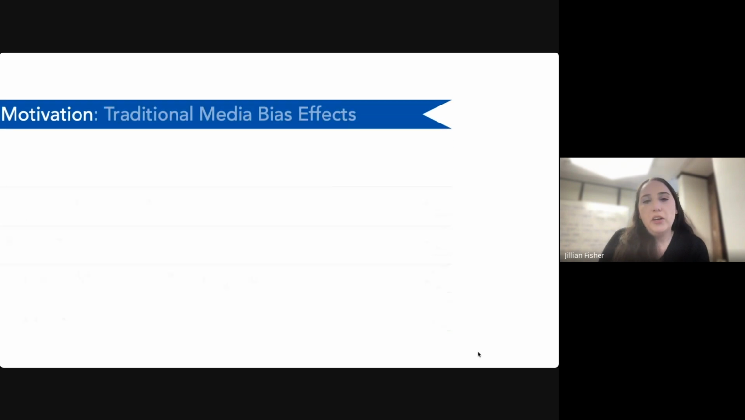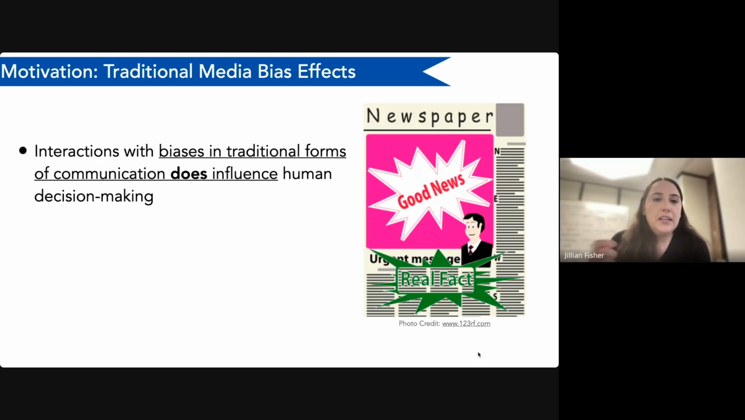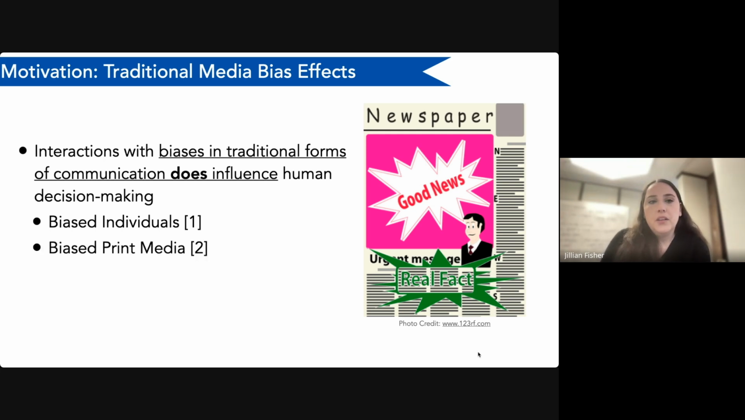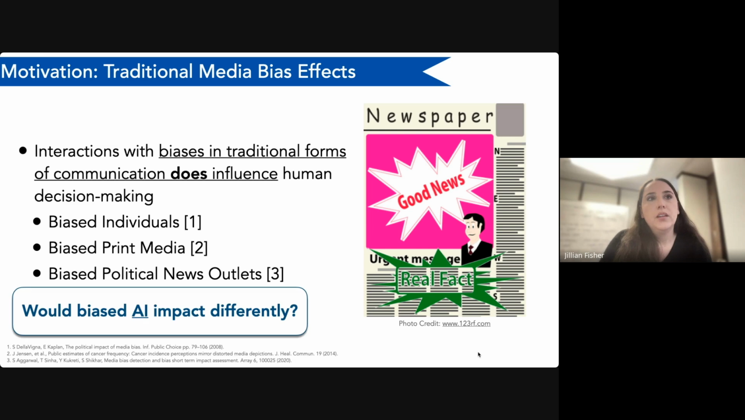So what is the motivation? Why do we think that a biased language model would even have an impact on humans? Well, it comes from a long history of research in psychology, sociology, and political science that interaction with biases in traditional forms does seem to have an impact on humans. This has been seen with biased individuals, print media, and also political news outlets, things like online or television. It's been shown over and over again that interacting with these impacts your decision-making. But the question that remained, more related to our field, is would biased AI impact you differently? We do know that it is different from individuals or print media, and will it have a similar effect?